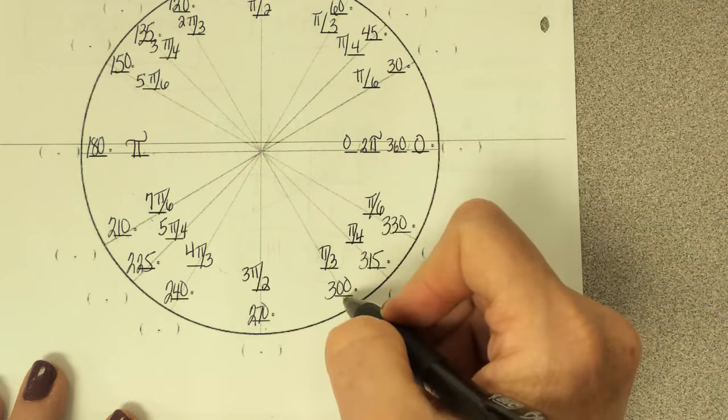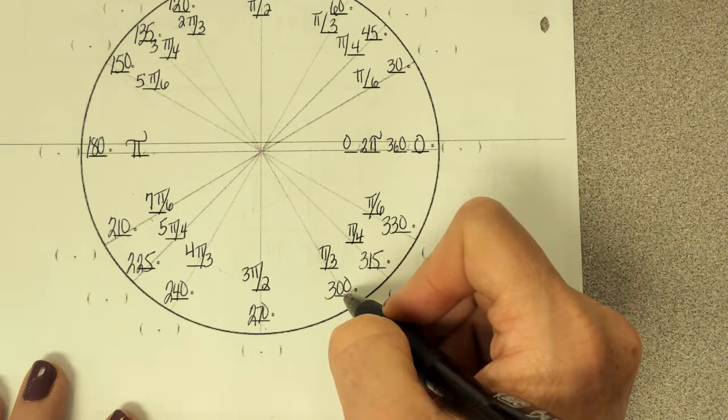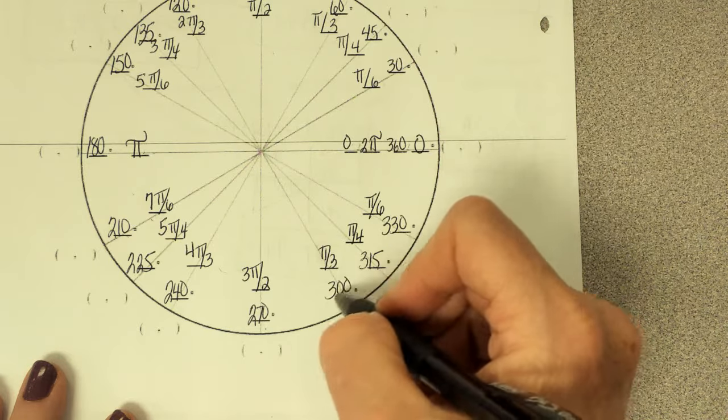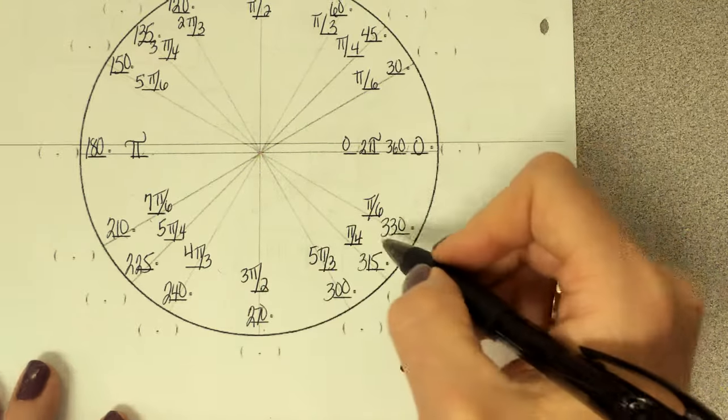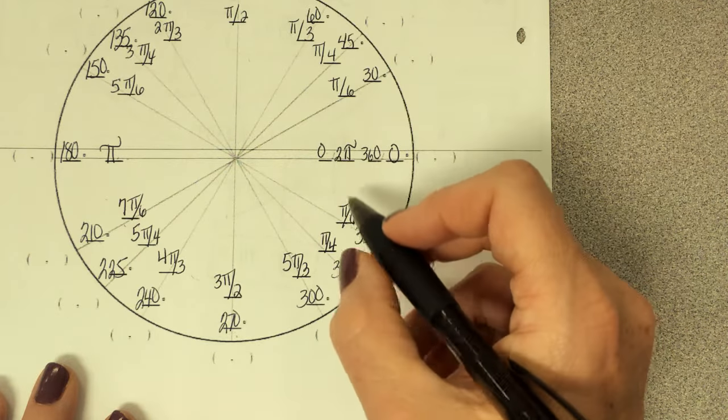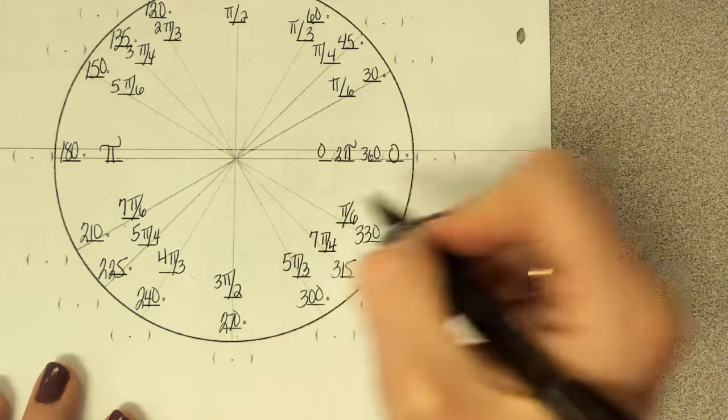Abby, what'd you get for 300? You have to think 60 times what is, right, 5 pi over 3. For 315, Nathan? 7 pi over 4. Right. And for 330, what do you have for that, Parker? 11 pi over 6. Good. Okay, so these are all of the degree angles, and these are all the radian angles.